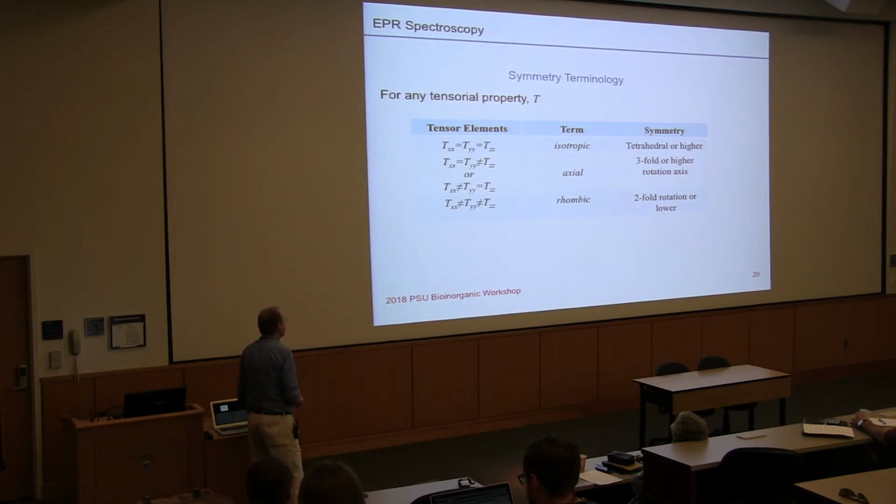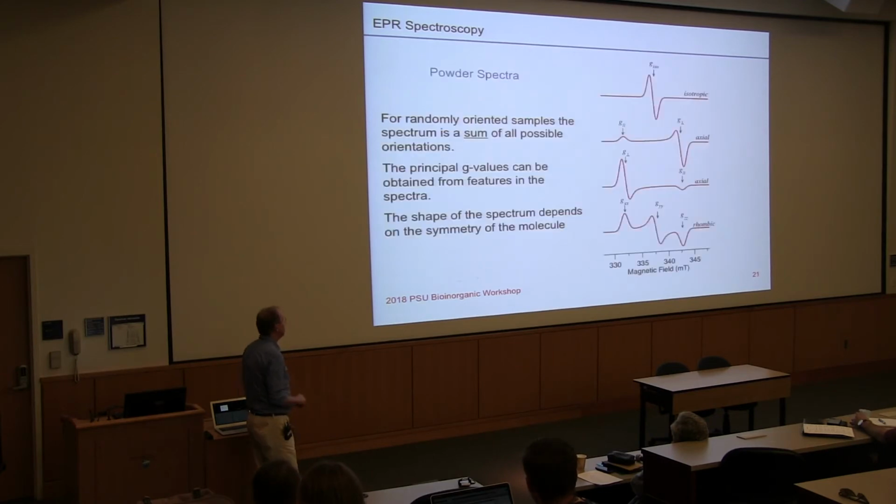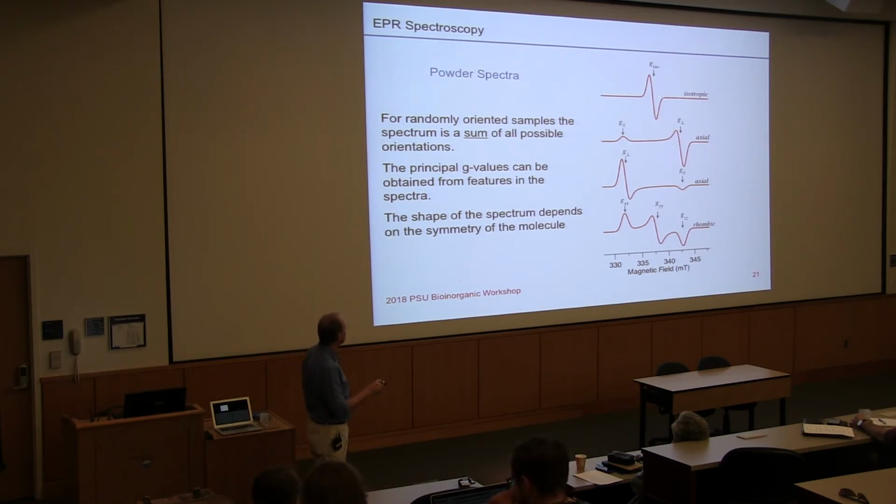Okay, so what we can do then is, in the computer, we can calculate the spectrum that you would expect, the EPR spectrum, for those different situations. And so you wind up with these four characteristic line shapes that can occur. If the system is isotropic, then you just get a line, just an absorption line, centered at this isotropic G value, so the average G value.